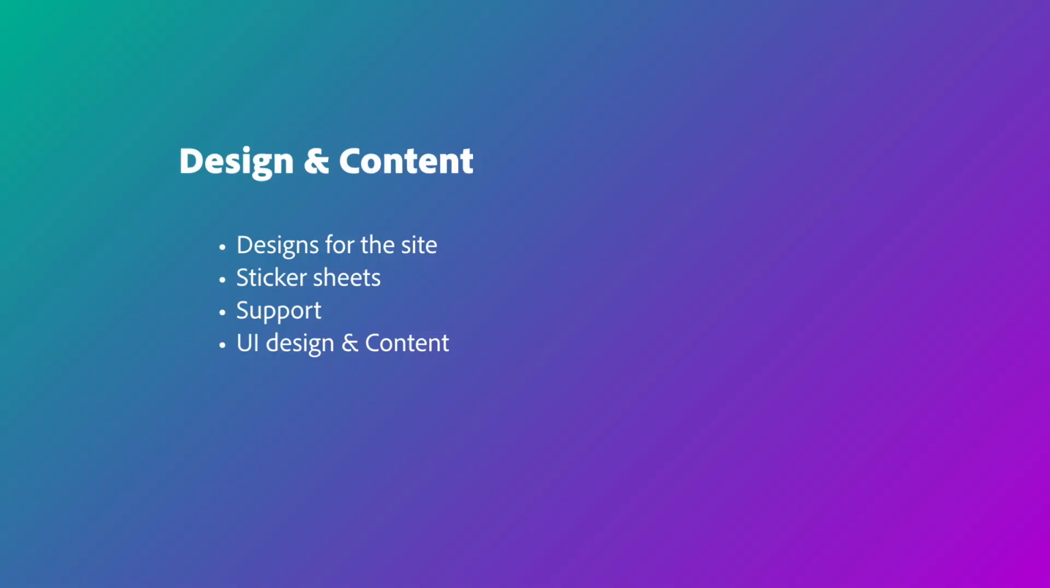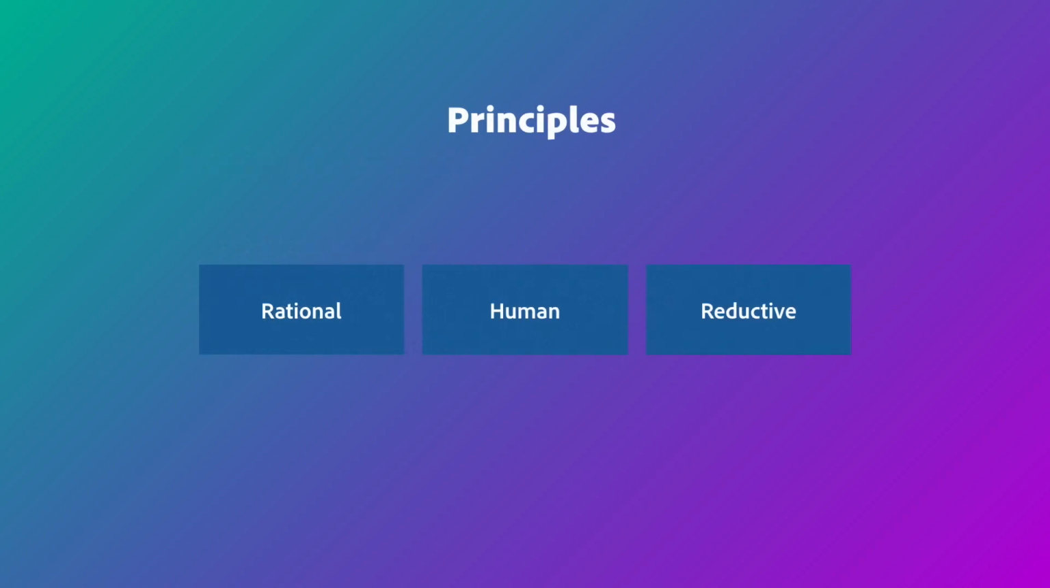And our design and content team. So I think we have 4 designers on this now, 3 or 4. They work on designing things for our style guide. Sticker sheets, they support products that are implementing our stuff, and they do the UI design and the content guidelines for them. They work, and we all work, under these principles: rational, human, and reductive.